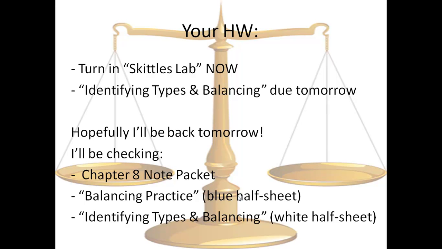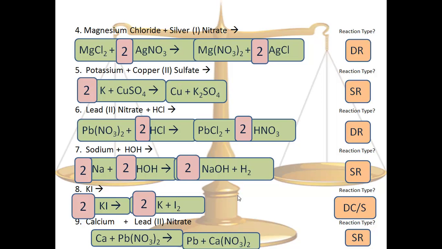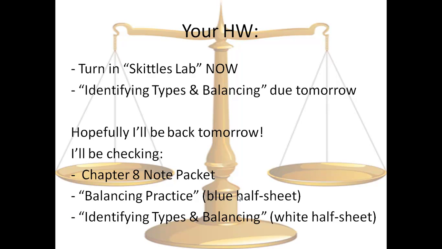So today you should have already turned in your Skittles lab. Make sure you've done that. And then your homework tonight is a half sheet you should pick up from the front counter called Identifying Types and Balancing. It's going to look a lot like these examples you just did. Hopefully you guys will be back tomorrow. Sorry to miss you guys again.